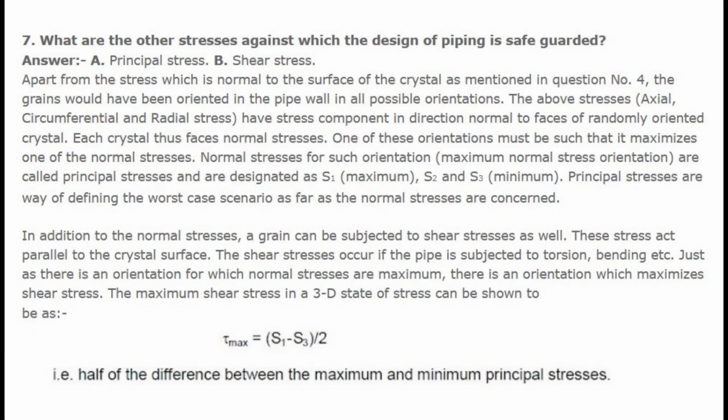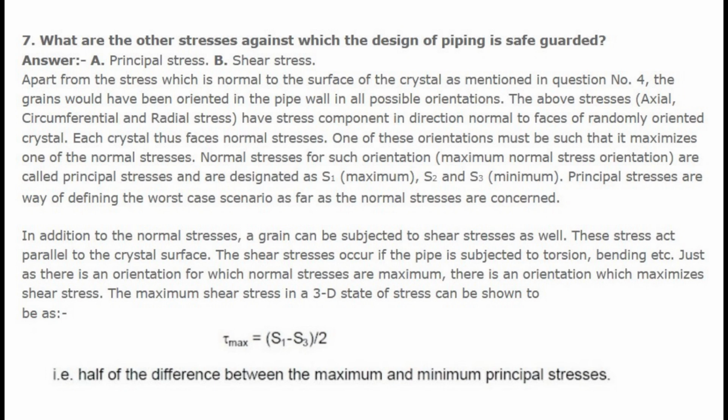Number 7. What are the other stresses against which the design of piping is safeguarded? Answer. A. Principal stress. B. Shear stress. Apart from the stress which is normal to the surface of the crystal as mentioned in question number 4, the grains would have been oriented in the pipe wall in all possible orientations. The above stresses, axial, circumferential, and radial stress, have stress component in direction normal to faces of randomly oriented crystal. Each crystal thus faces normal stresses.